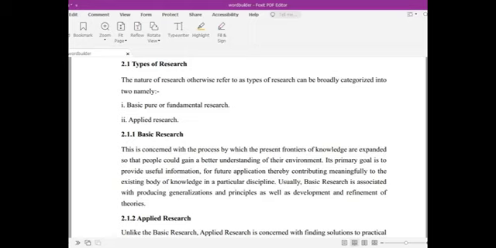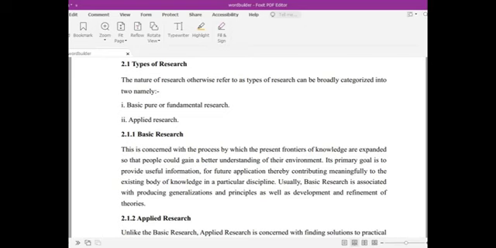It's concerned with the process. Remember the last time we talked about research, in our topic 1, we said whatever research you're carrying out must, at the end of the day, provide more information on that particular topic. You should be able to add to the existing knowledge on that particular topic. So this is concerned with the process by which the present frontiers are expanded. The process of expanding the knowledge, that is adding to the knowledge, so that people will have a better understanding of the environment.